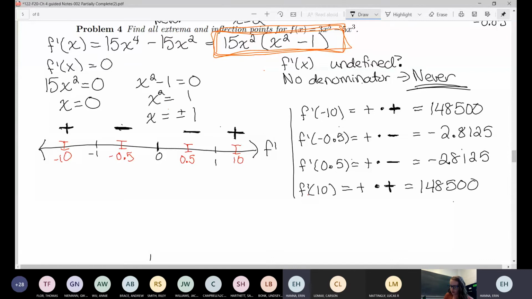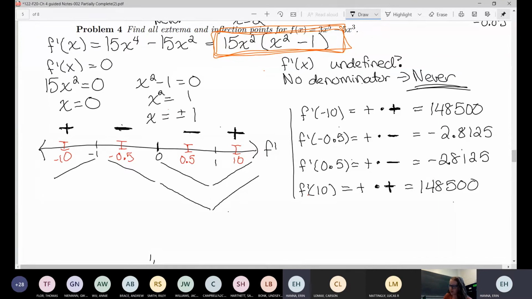So if we do the little line segments that I like to do, we have that the original function is increasing and then decreasing, but then decreasing again and increasing. If you like to continue it down instead of having to move it back up like I do, whatever floats your boat.